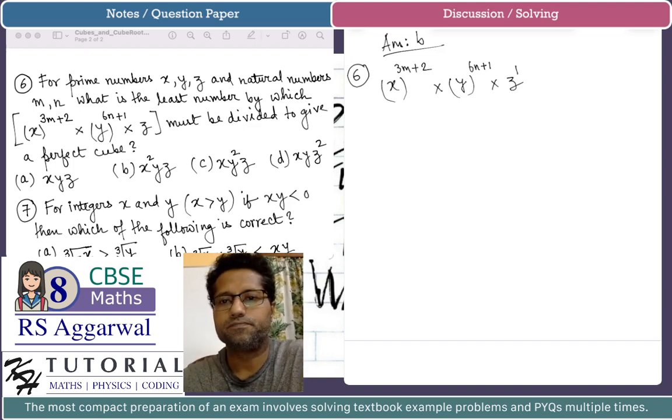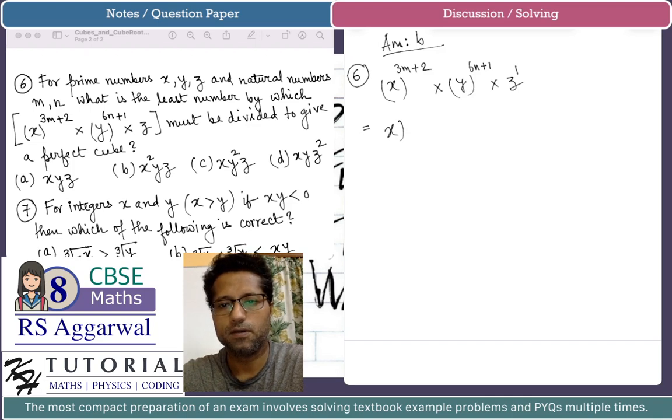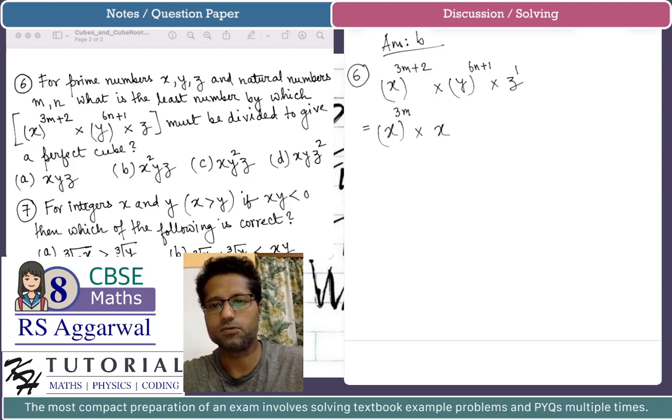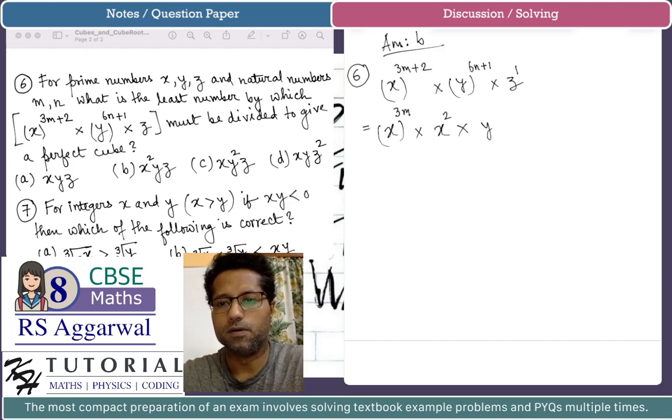Now we can simplify this, rearrange this as x to the power 3m multiplied by x square, and we have y to the power 6n multiplied by y, and we have multiplied by z.